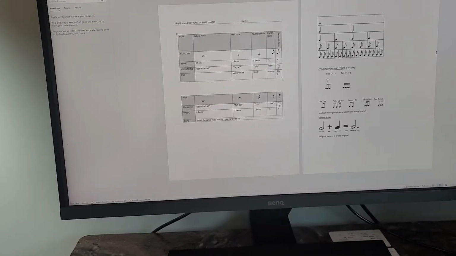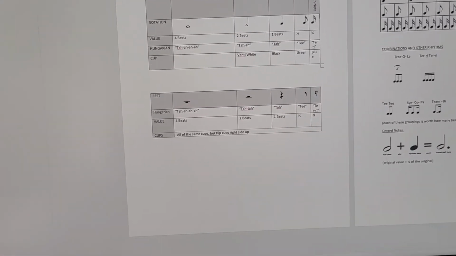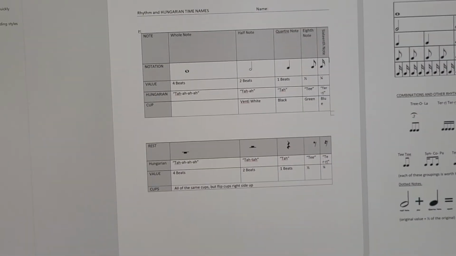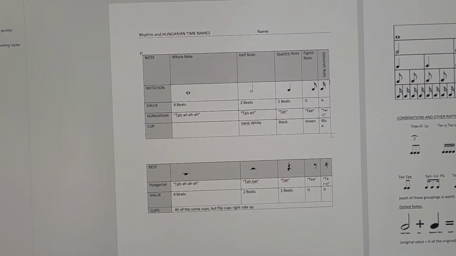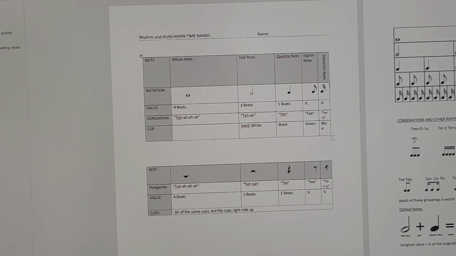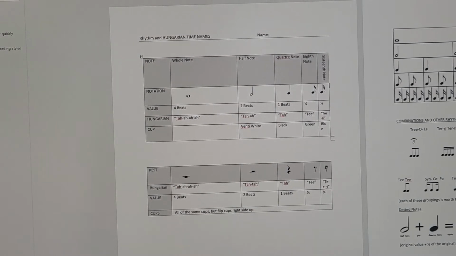Here's a really quick review of this reference page. I'll often call it the orange page because if you got a copy of it on the first day, I made it in orange, but yours might be white depending on whether you printed it a little bit later. So it's called Rhythm and Hungarian Time Names at the very top, and it's a reference page.